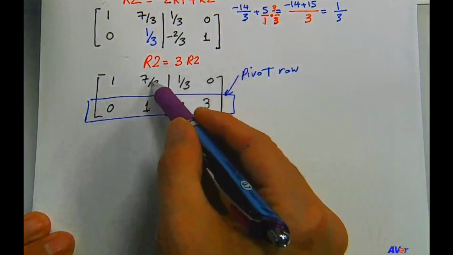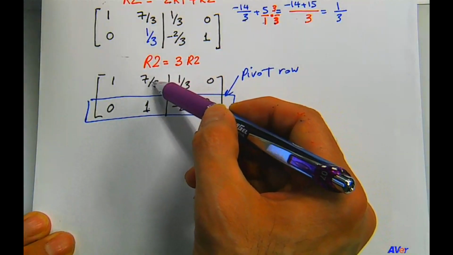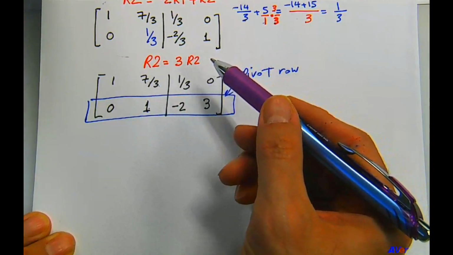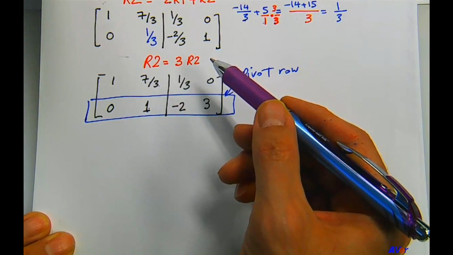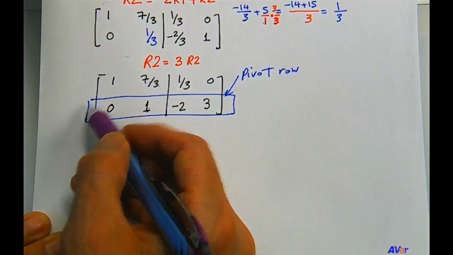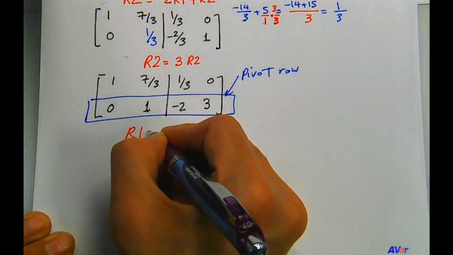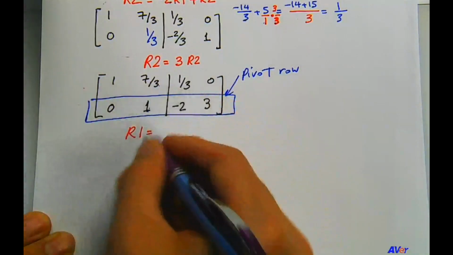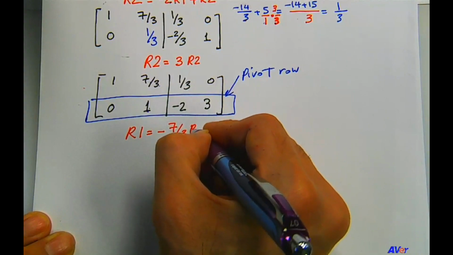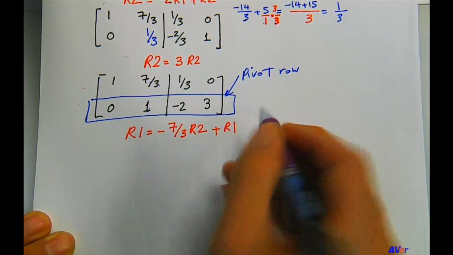How are we going to get a 0 in this spot? We can add a negative 7/3 to this and get a 0. But where is the negative 7/3 going to come from? It's going to come from multiplying the pivot row by negative 7/3 and adding it to the first row. So let's do that. Row 1, which is the row we're going to change with this row operation, is equal to negative 7/3 times row 2, which is the pivot row, plus row 1.